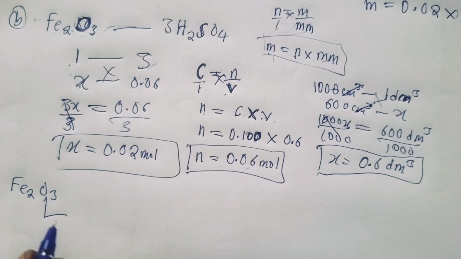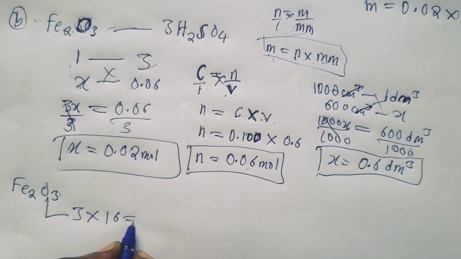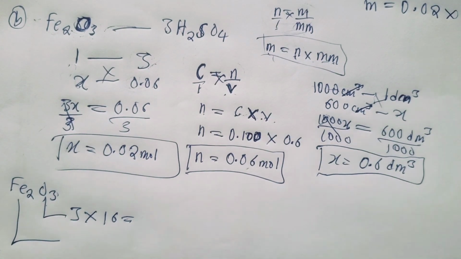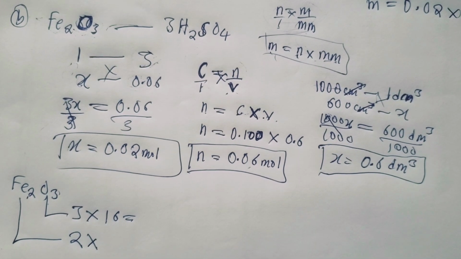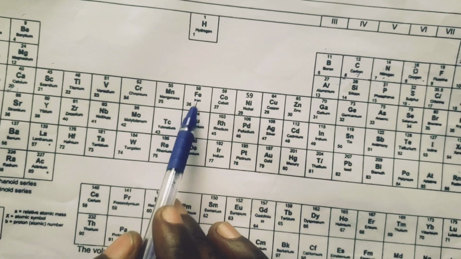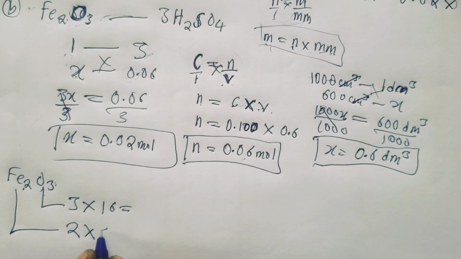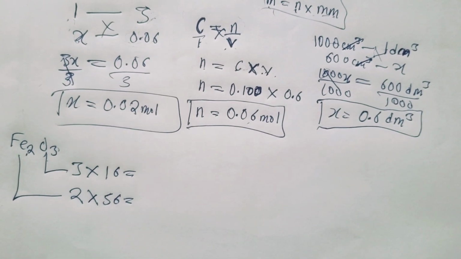How many oxygens do we have here? 3, multiplied by the mass number of oxygen, which is 16. Then we come here. How many irons do we have here? We have 2, multiplied by the mass number of iron. You go to the periodic table, you have it in the exam. Iron is here on the transition metals. See that the mass number is what? 56. So you multiply it by 56.